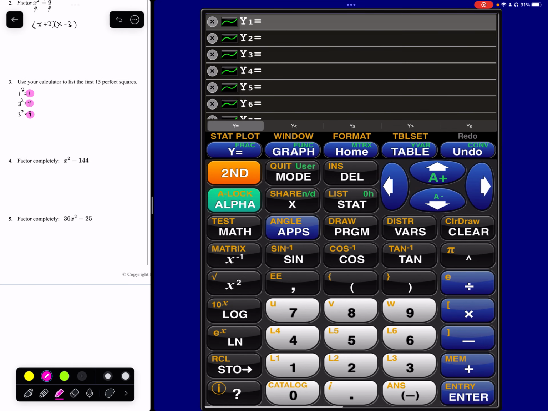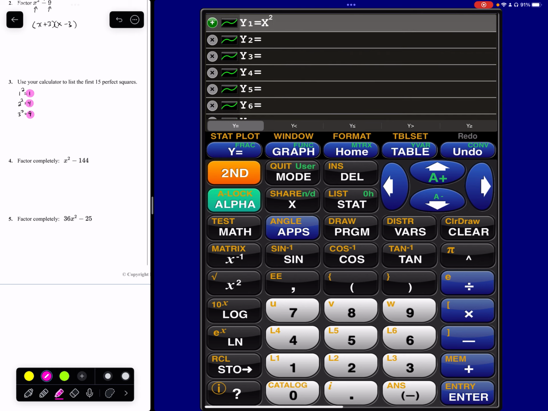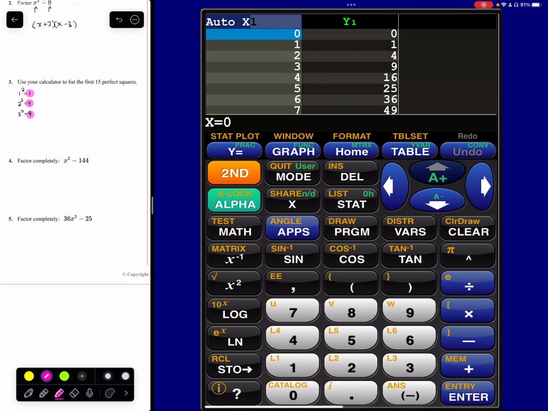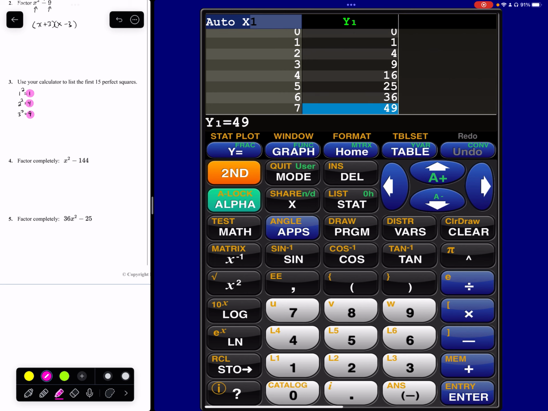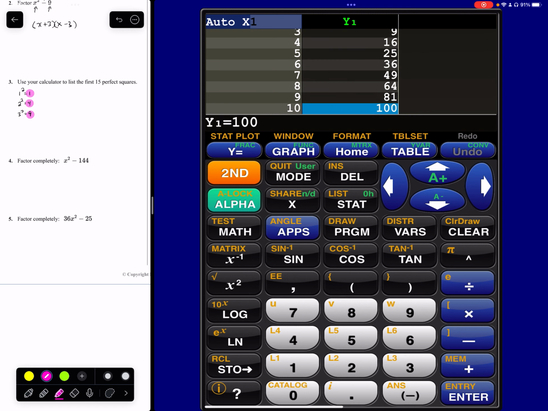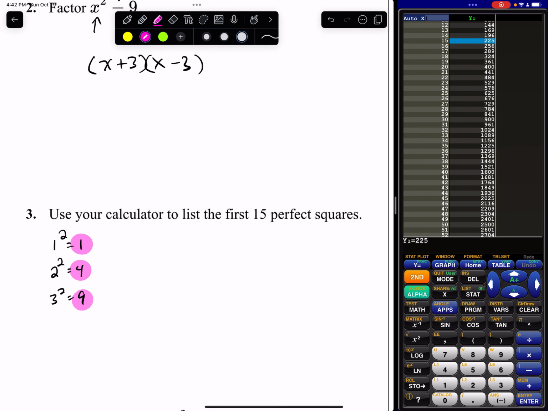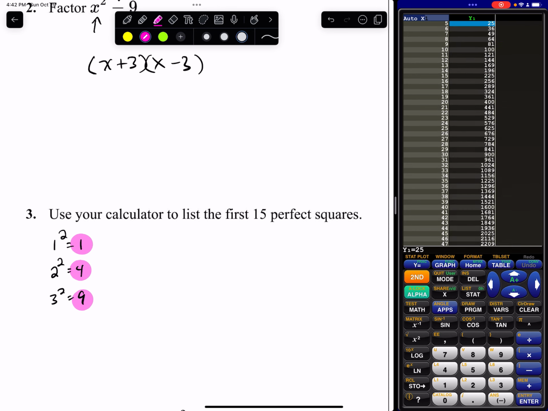If you want to use your calculator to figure that out, we can say y equals x squared, and then you can go to your table. And if we go to our table, you can see all the numbers right here. I've got 0, 1, 4, 9, 16, 25, 36, 49, 64, 81, 100, 121, 144, 169, 196, and then 225. Okay, so those are the numbers that we're going to be looking for. If you wanted to list them out, you can use your calculator to figure out what exactly we're looking for.